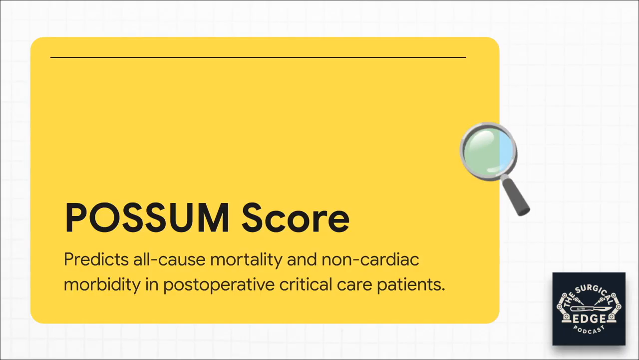Next, we have the POSSUM score. That's the Physiological and Operative Severity score. Now, this is a much more targeted instrument. It's designed specifically to predict mortality and morbidity for patients that are going to require post-operative critical care.